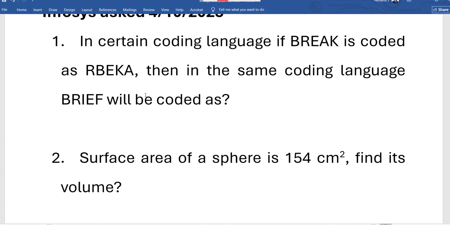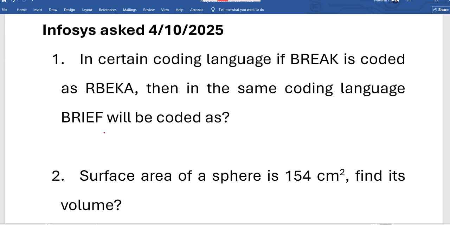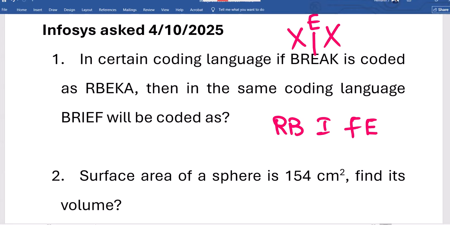Now, what about this one? Break is given as RBK. Brief is what? So what did they do here? The middle one is constant. They are swapping BR as RB, AK as KA. So what is this? RB, I, F. Middle one same, remaining swapping.